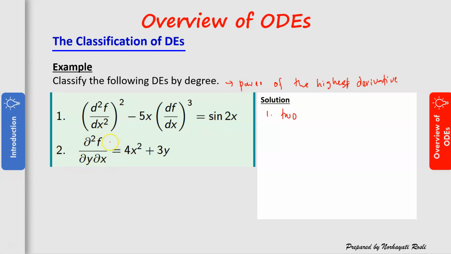And for this case, the power of the highest derivative for this one is only 1 because this one is power 1. Although its derivative is 2, the power here is 1. So for number 2, it is degree 1.